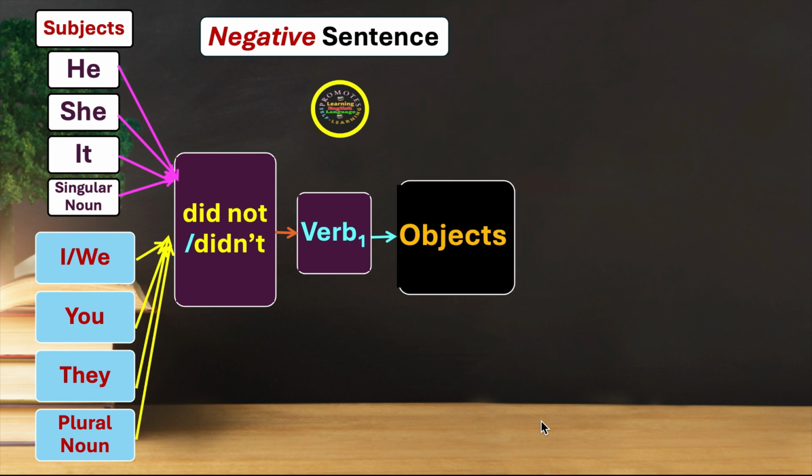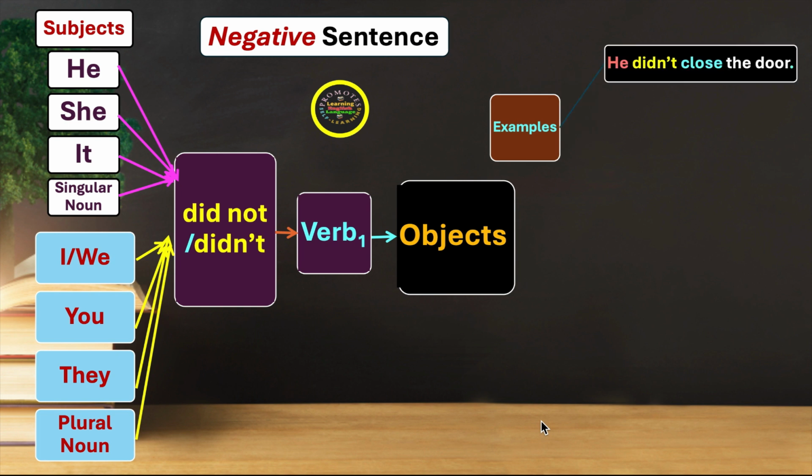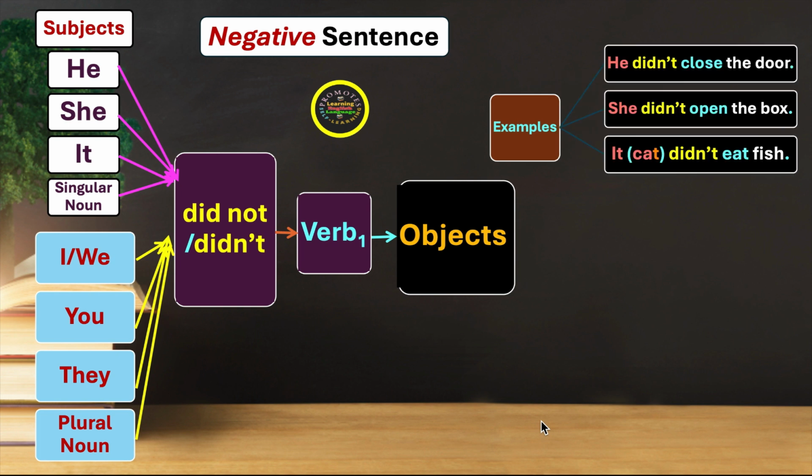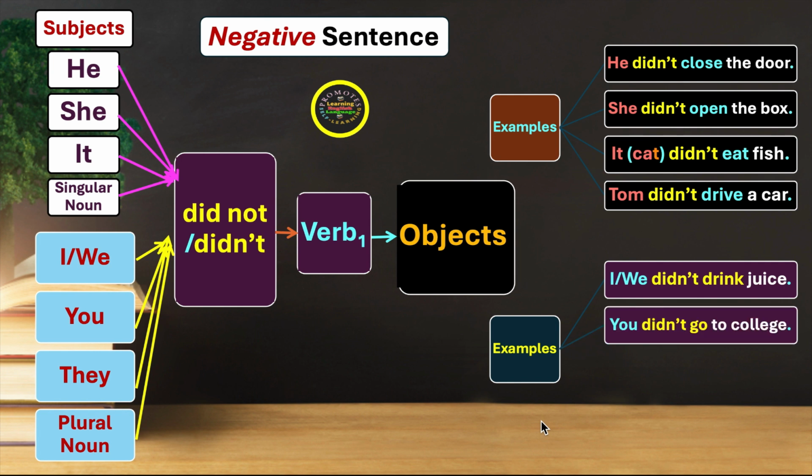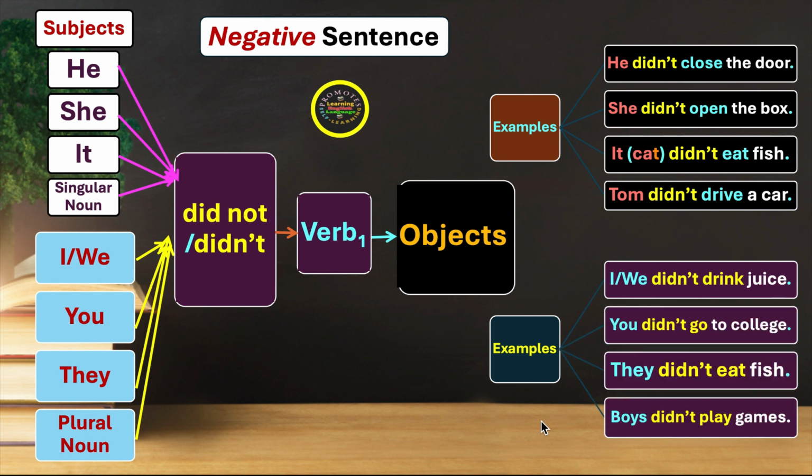And then we have objects. Let's see the examples. He didn't close the door. She didn't open the box. It, for cat, didn't eat fish. Tom didn't drive a car. We have further examples. I or we didn't drink juice. You didn't go to college. They didn't eat fish. And boys didn't play games.